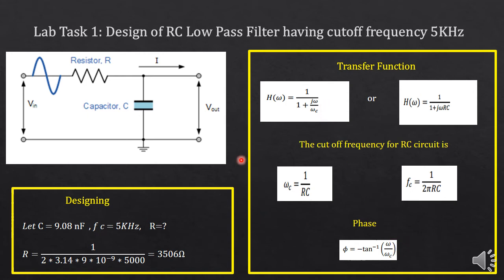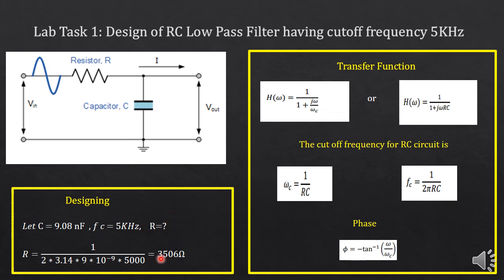So in order to design a low pass filter having a cutoff frequency of 5 kilohertz, you are going to use this cutoff frequency equation. Here the cutoff frequency is already given. If you suppose the value of capacitor, you can see here, we have supposed the value of capacitor to be 9.08 nanofarad. fc is 5 kilohertz. You can find the value of R.